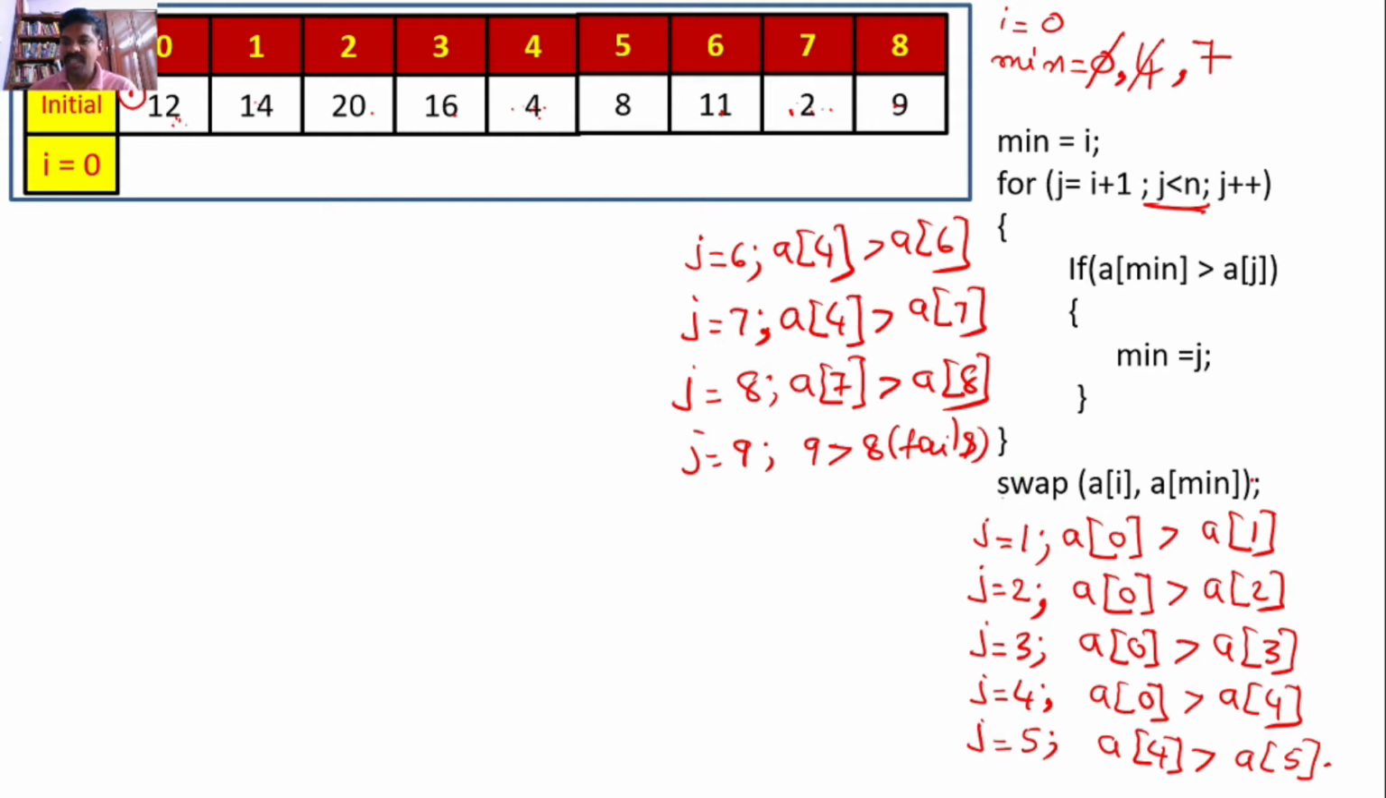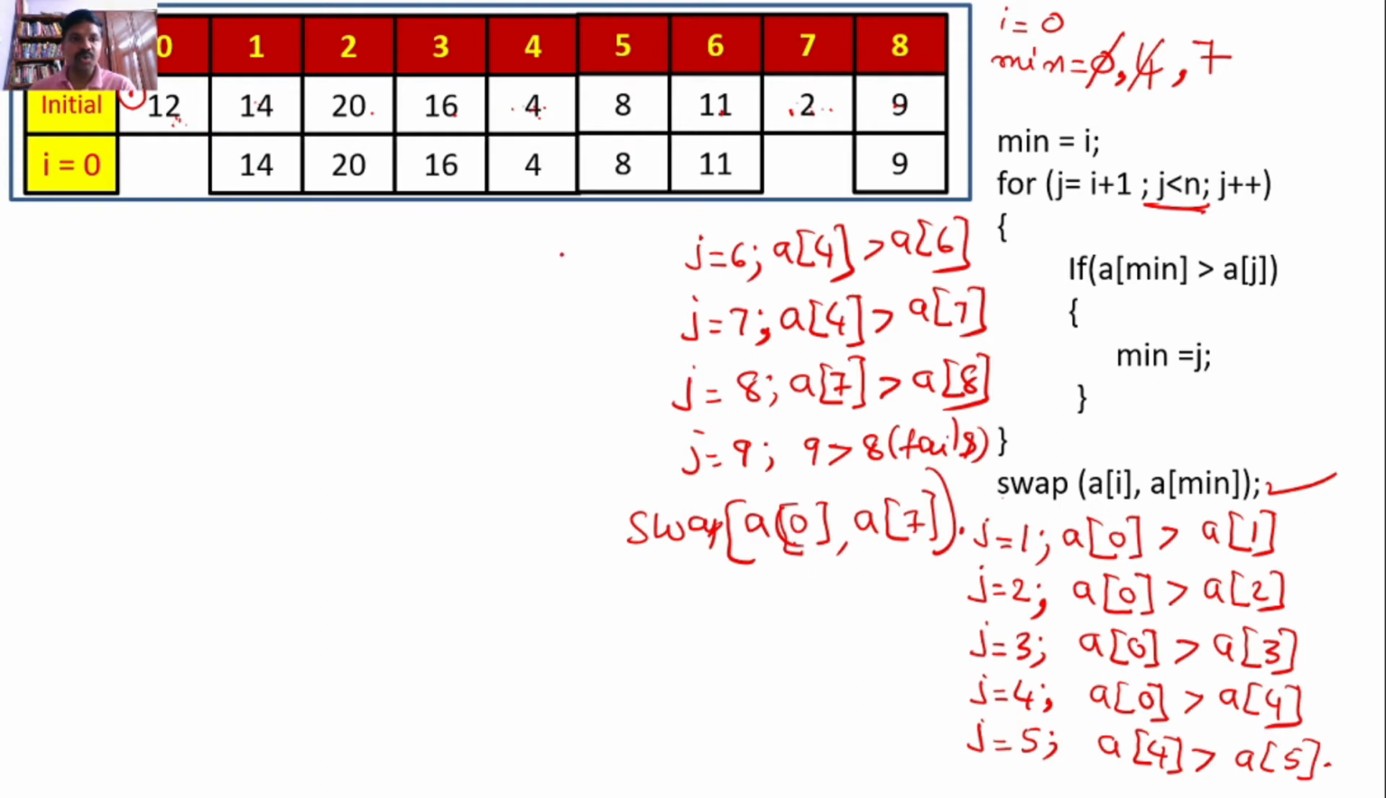After the loop, we are saying swap of a of 0. i becomes 0. I am not updating i. i is always my reference, so I am not updating. So I need a of 0 and a of min. My min is 7 now. a of 7. So a of 0 and a of 7, 2 and 12 are to be exchanged. Remaining all other elements will be as they are. I am just exchanging that 2 and 12.